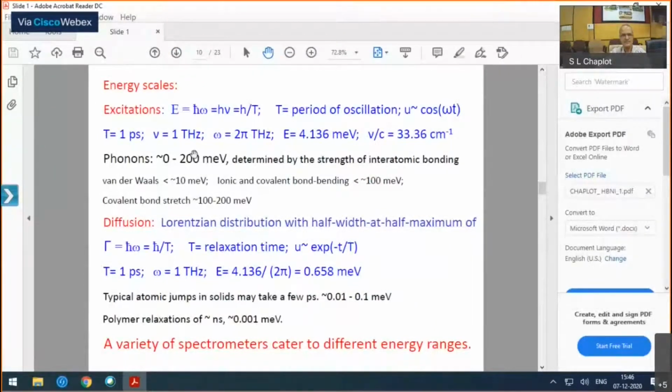for example, these kind of relations, that if you have a certain period of oscillation, then what are the corresponding values of the energies in different units? The energy is known to be h cross omega or h nu, but once you put the numbers in, what are the corresponding values of the energies in the different units like millielectronvolts or centimeter inverse? You can work it out.